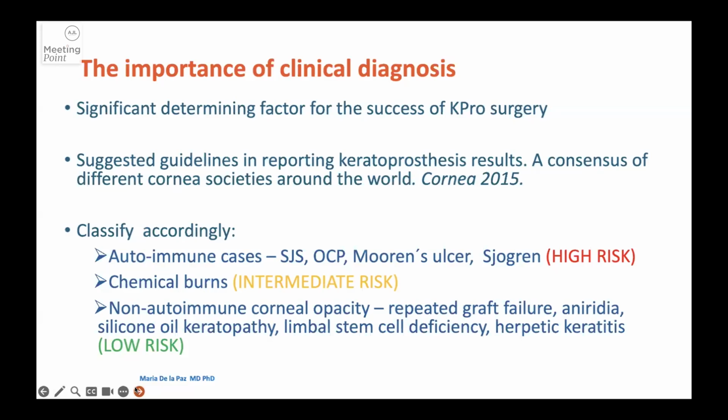So we simplify our classification of diagnosis basically into 3. And think of it as your stoplight, como un semáforo. Autoimmune cases like Stevens-Johnson, pemphigoid, Mooren's ulcer, or Sjogren are high-risk cases. Whatever kind of keratoprosthesis you put, it's high risk. Chemical burns are intermediate risk, and non-autoimmune corneal opacity, like repeated graft failure, silicone oil keratopathy, limbal stem cell deficiency, herpetic keratitis are low risk.